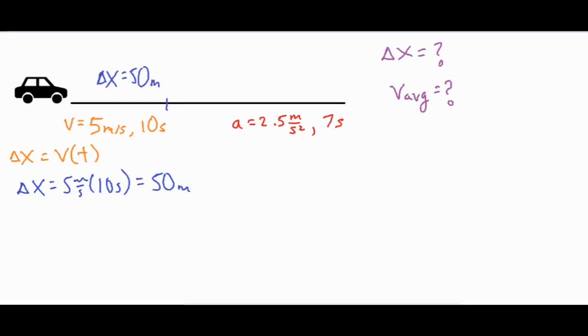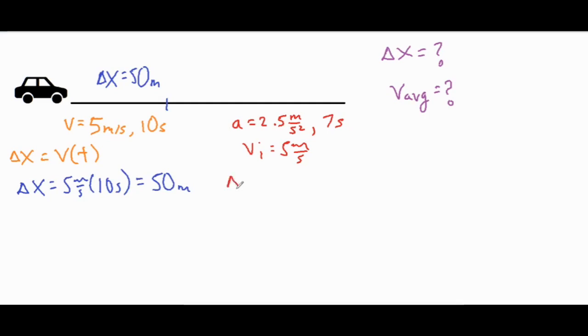Now for the second part of the problem, we can't use delta x equals v times t because it's not in constant motion. It is accelerating. And we have two variables here, and we will need a third. Since the problem is at 5 meters per second for the entire time, the beginning of the second part of the trip starts off with a velocity of 5 meters per second. So we know our initial velocity is 5 meters per second.